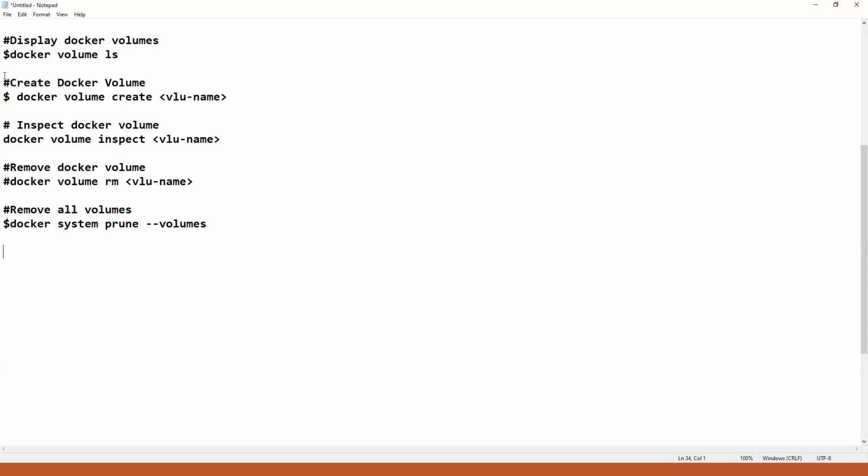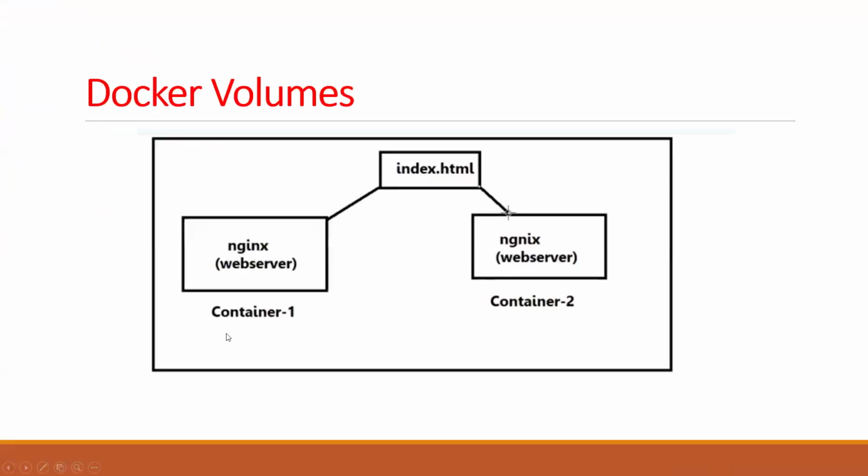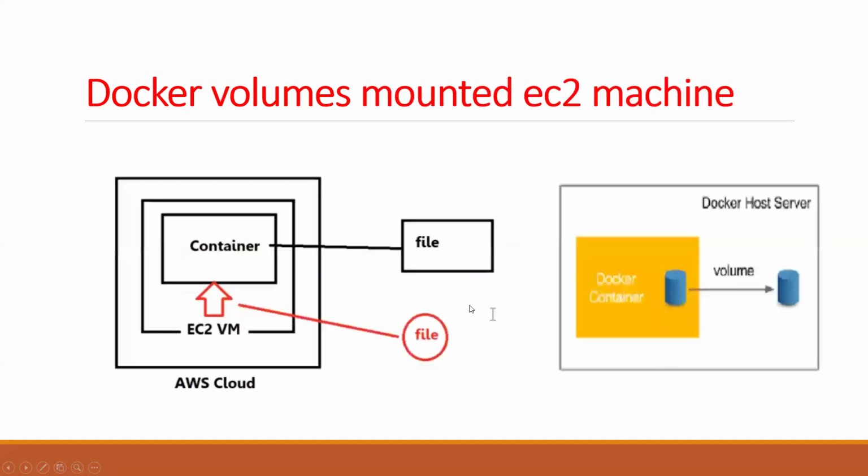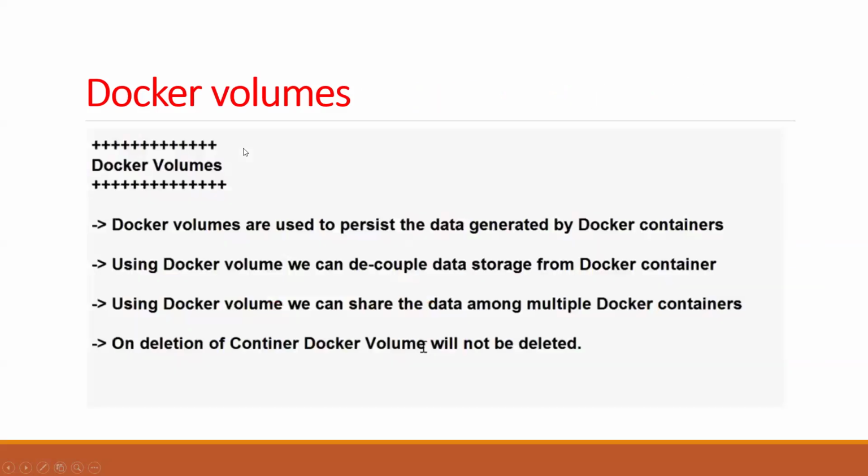Making a container stateful using bind mounting. So what is that, guys? I want to use this index.html in the web server. The volumes will be mounted on the EC2 instance. This is the EC2 VM, and the container is created within the EC2. This is the file, on the Docker host server. So this is the Docker volume mounted on the EC2 instance.